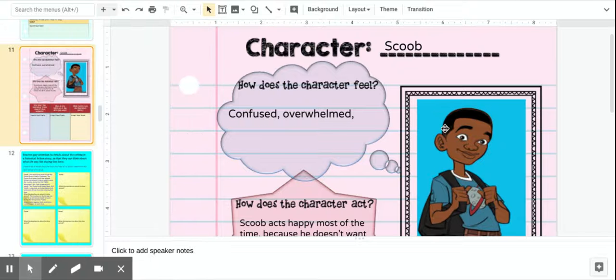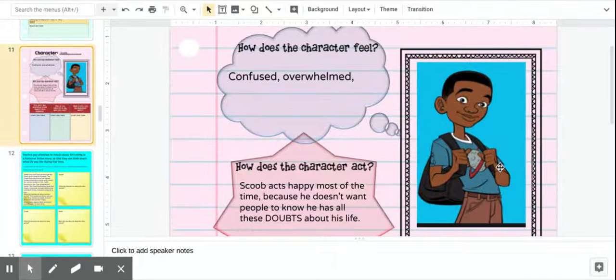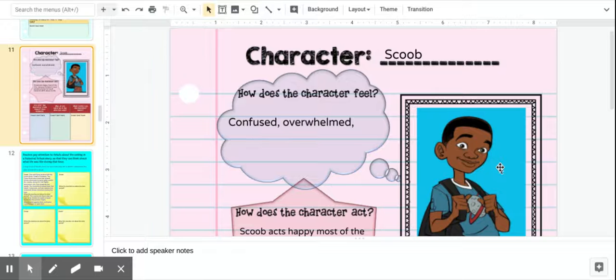Okay, but now let's talk about the contents of the slide. This is slide 11. This is a character slide. We've done this before. We've done character webs. Who's our character? This is Scoob. I was able to find a cool picture of him. You might not be able to find a picture of your character, so you might maybe draw one, or maybe look up a picture of someone you think your character might look like. Whatever, be creative.